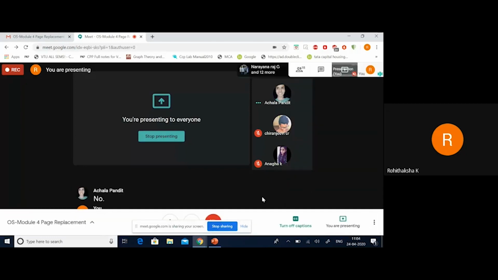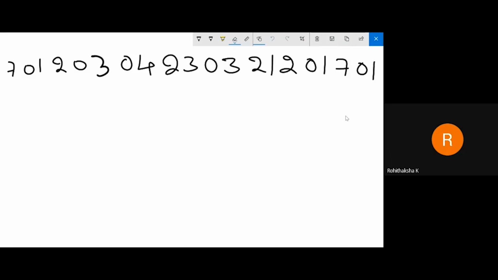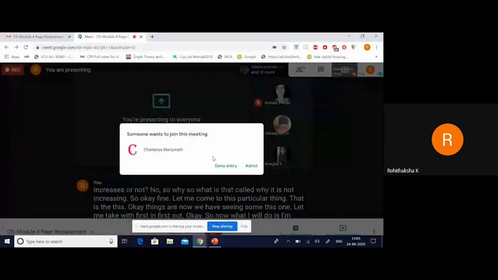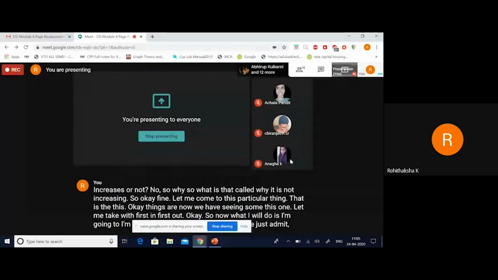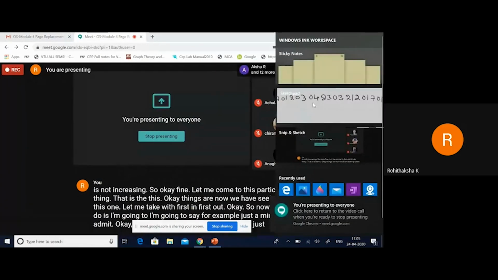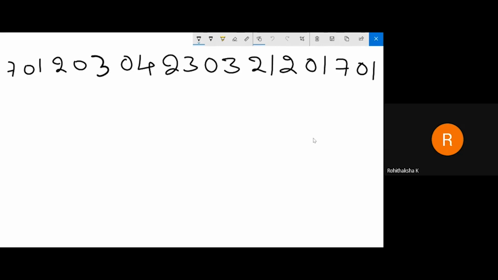Okay, fine. Let me come to this particular thing. Let me take first in first out. I'll take this example, and we'll consider four frames. Earlier we had considered only three frames, and now we will consider four frames. So I have four frames here.